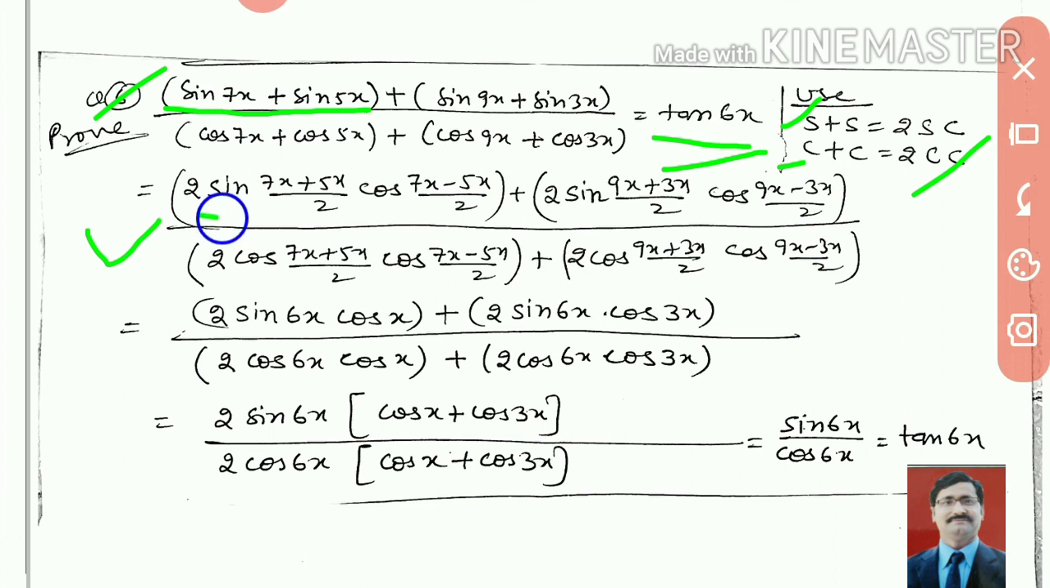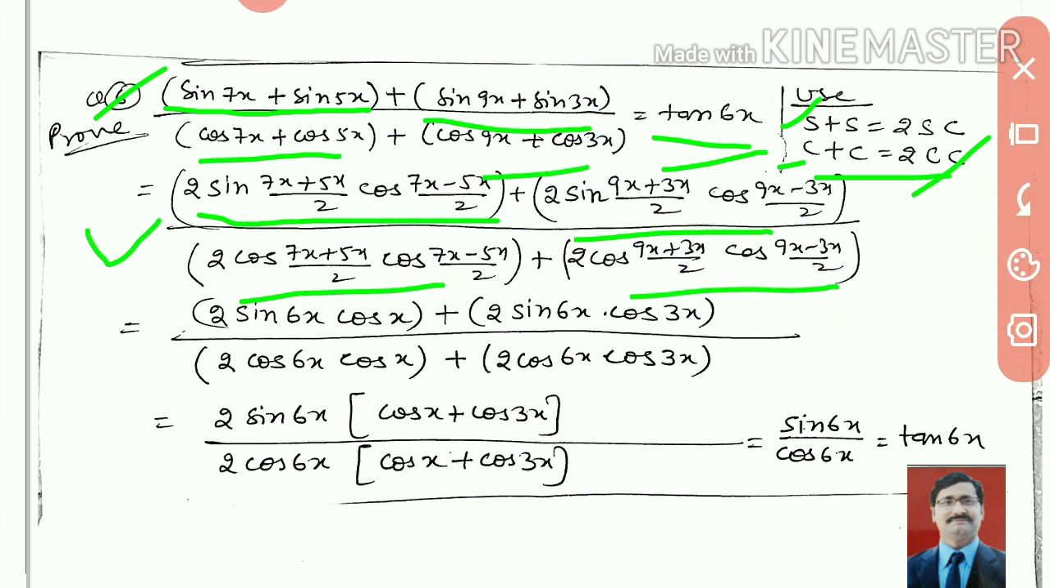This formula we will use here, and we will get, look here, using the first formula, 2 sin (7x plus 5x)/2 cos (7x minus 5x)/2. Here you will use the formula again and get 2 sin (9x plus 3x)/2 cos (9x minus 3x)/2. In the denominator we will use the cos C plus cos D formula. We will get 2 cos (7x plus 5x)/2 cos (7x minus 5x)/2. Here you will use this formula and get 2 cos (9x plus 3x)/2 cos (9x minus 3x)/2.